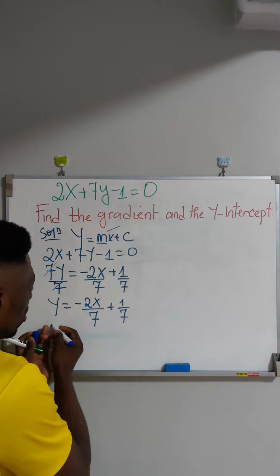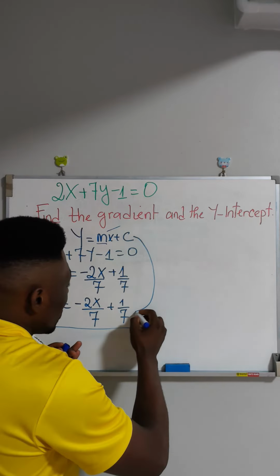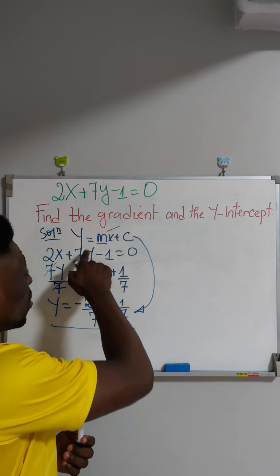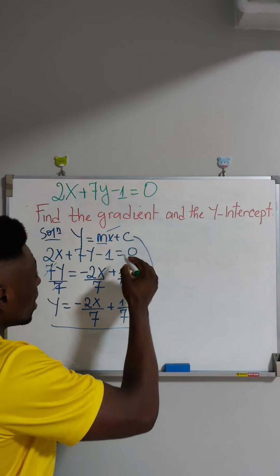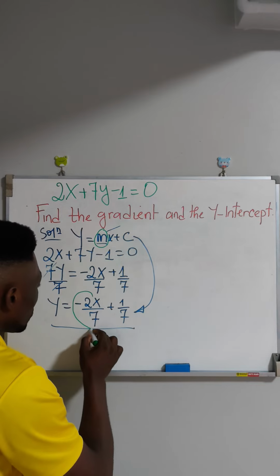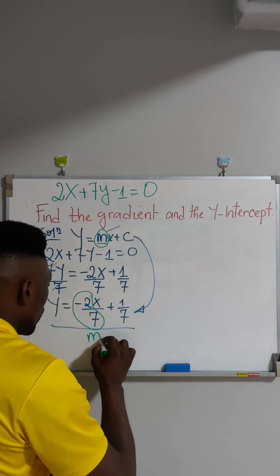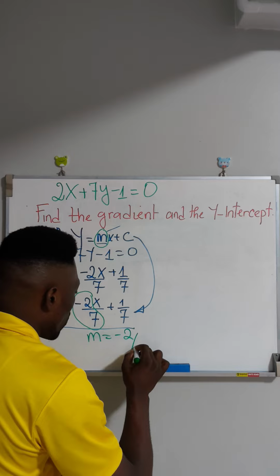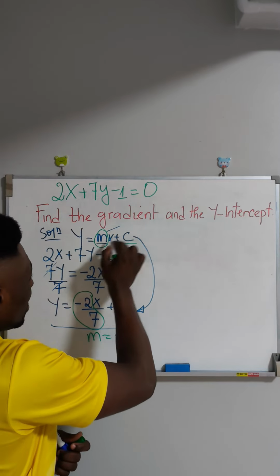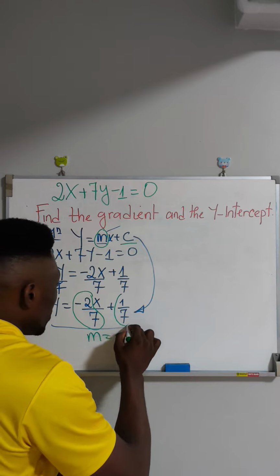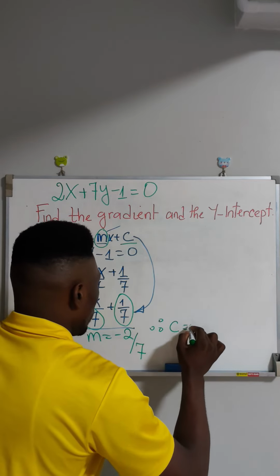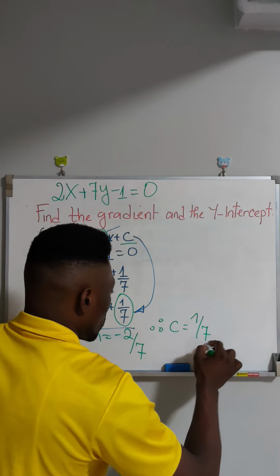At this point, this equation now has taken this form here, and as such, we can easily spot that the gradient of our line is actually the coefficient of x, which in this case is nothing else but negative 2 on 7, and then the y-intercept, which is a constant in this equation, is represented in our equation by 1 on 7. So see, the y-intercept is 1 all over 7.